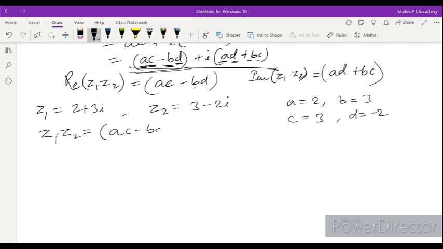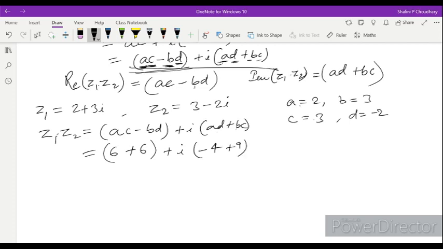So what is the value? ac minus bd plus i into (ad plus bc). a into c, 2 into 3, will be 6. Minus bd, 3 into minus 2 will be minus 6, and minus times minus gives plus 6. Plus i into ad, a into d, minus 2 into 2 is minus 4, and bc, b into c is 3 into 3, 9. So 12 plus 5i is the value.